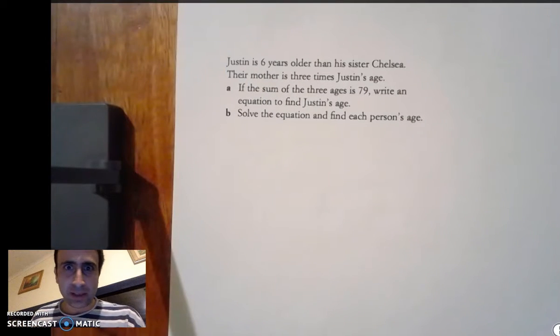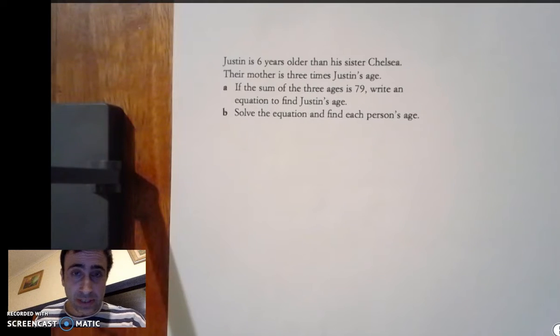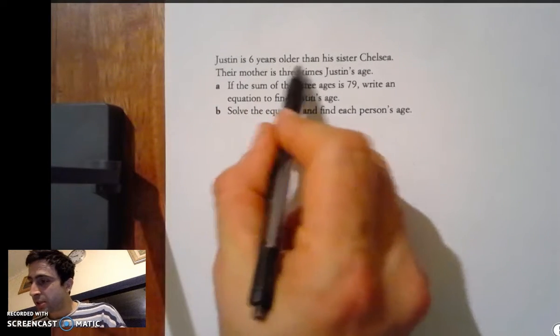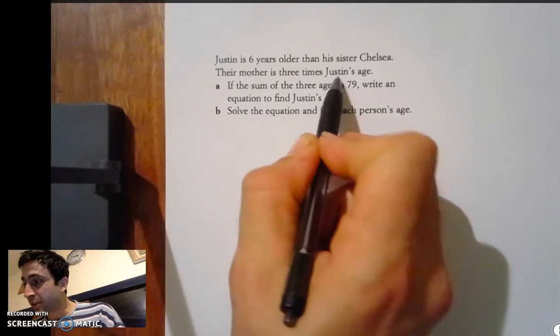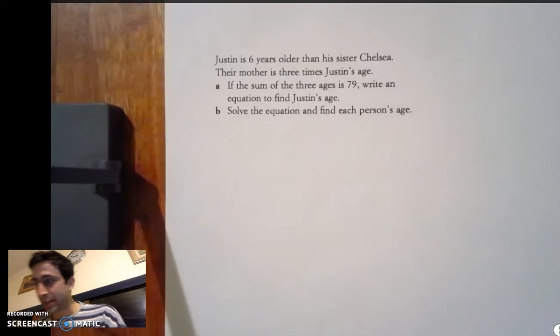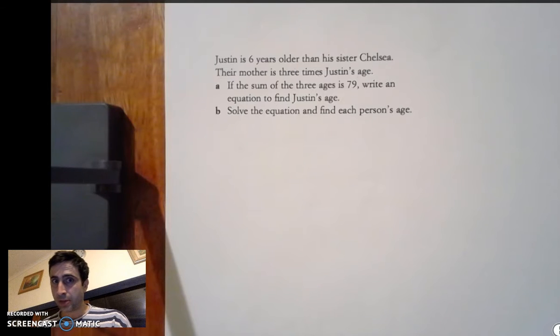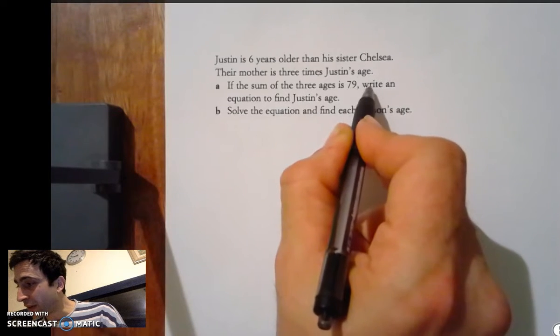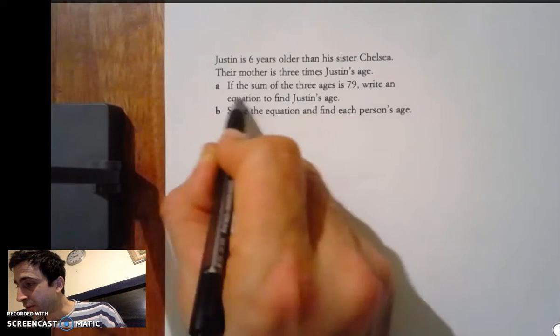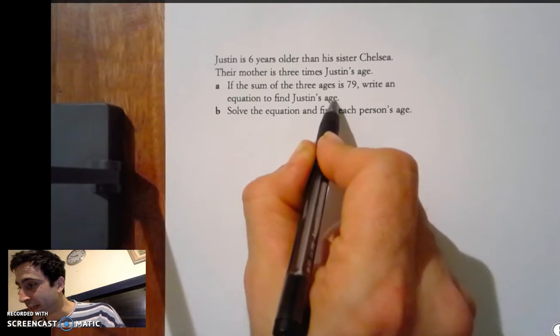These ones are a bit smelly. I might even need to pause this one because I haven't seen it yet. Justin is 6 years older than his sister Chelsea. Their mother is 3 times Justin's age. Oh dear. If the sum of the 3 ages is 79, write an equation to find Justin's age.